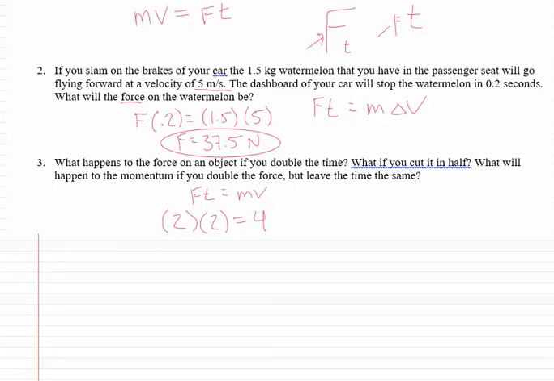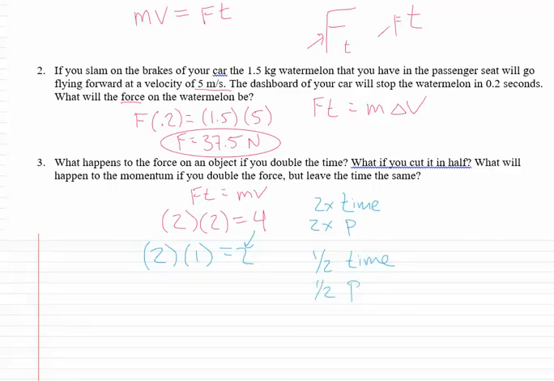Now we can go into the question and actually start solving. So the question is saying, for the first part, what happens to the force on the object if you double the time? So double the time would be, instead of 2, we're going to go 4. So 2 times 4, well, that's going to equal 8. If I go from 4 to 8, that's a doubling of the momentum. So if I double the time, 2 times the time, we get 2 times the momentum. Then the question says, for the next part, what happens if you cut the time in half? Well, keep the force the same. Half of 2 is 1. 2 times 1 equals 2. So if I cut the time in half, it looks like I'm cutting the momentum in half. So half the time is going to give us half the momentum.